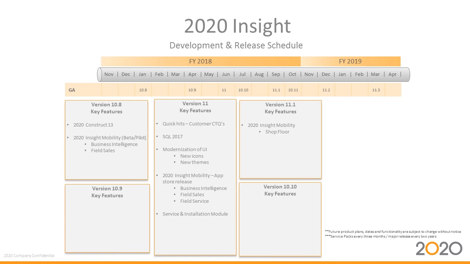Version 11 will be released at the end of June 2018 as a new major release. Some of the new additions will include a modernization of the user interface, including new icons and new themes. Version 11 will require upgrade to SQL 2017, and version 11 will be our launch of our 2020 Insight Mobility apps.